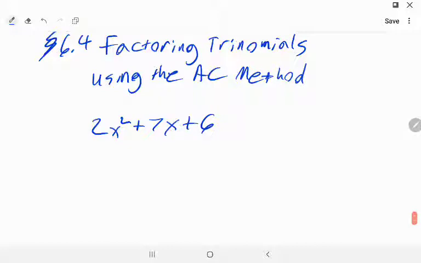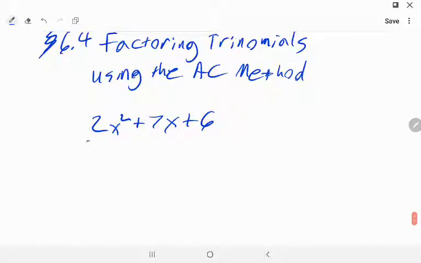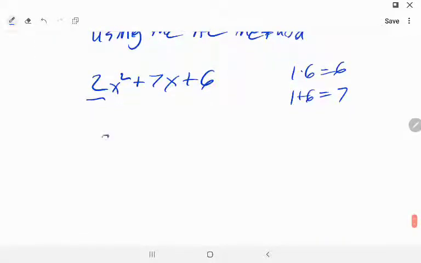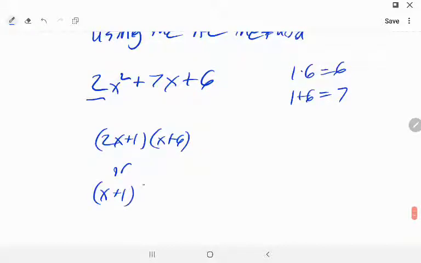we notice that we can't use our method from before because the coefficient of x squared is no longer 1. If we tried looking at factors of 1 and 6, so 1 times 6 equals 6, 1 plus 6 equals 7, the trouble is we have that 2 out in front. So we could try 2x plus 1 times x plus 6, or x plus 1 times 2x plus 6, but neither of those is going to work.